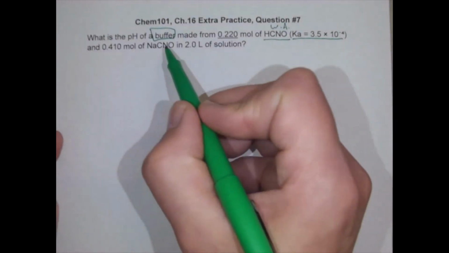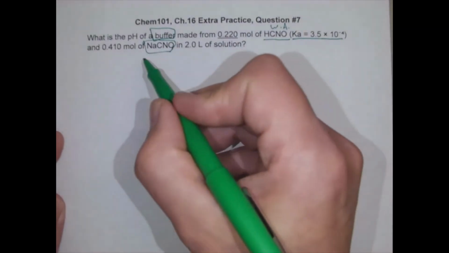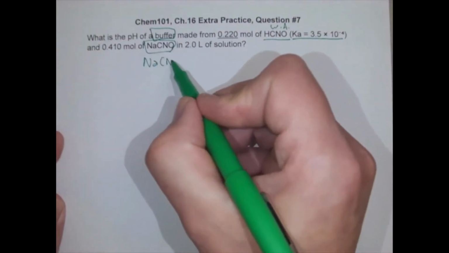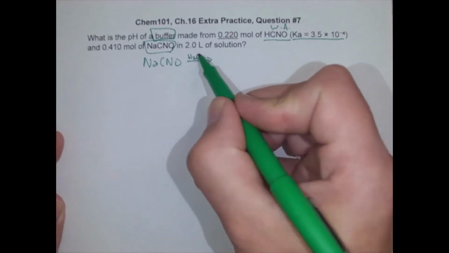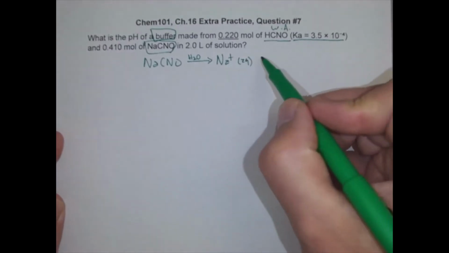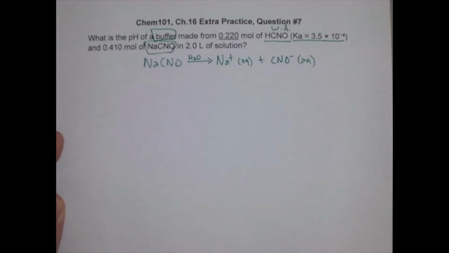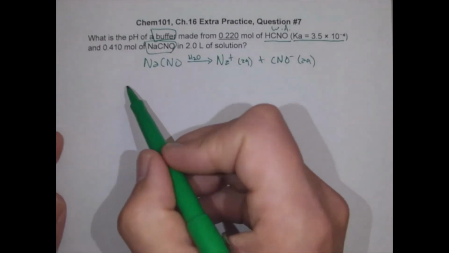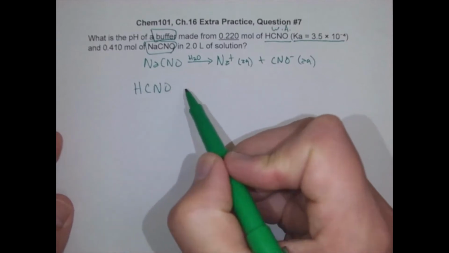Now the conjugate base is in this salt right there, because if you think about it, that is an ionic compound that when I put in water is going to break apart into its component ions. So I'm going to get the sodium ion and the CNO minus ion. Right? So now I've got the components that are involved in the equilibrium of this weak acid.